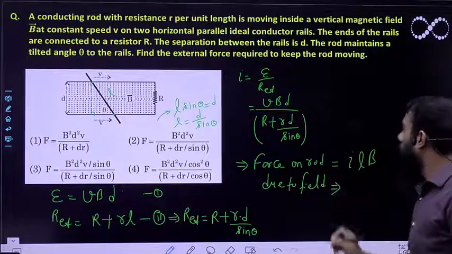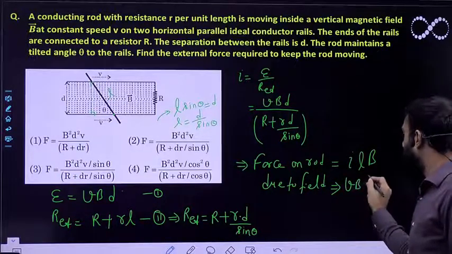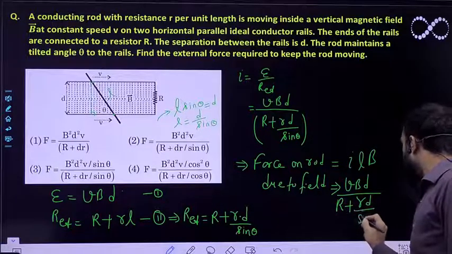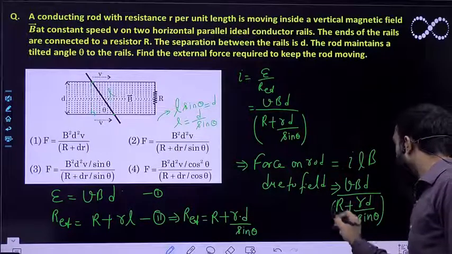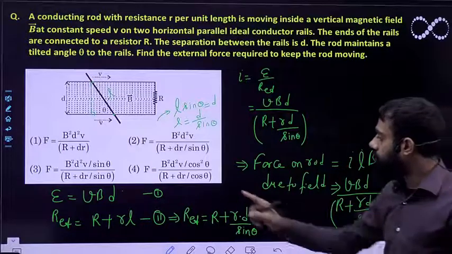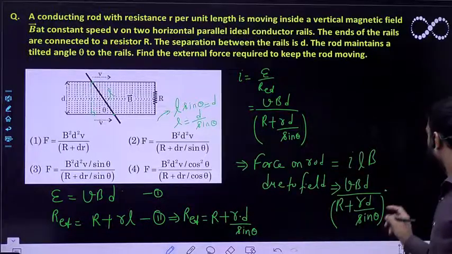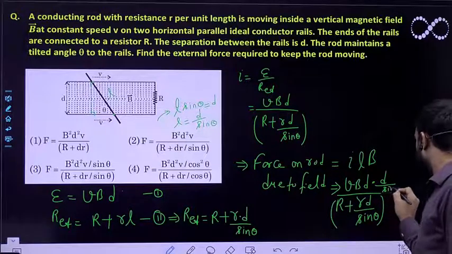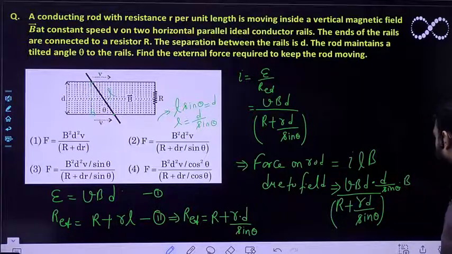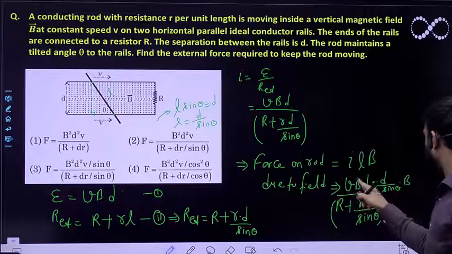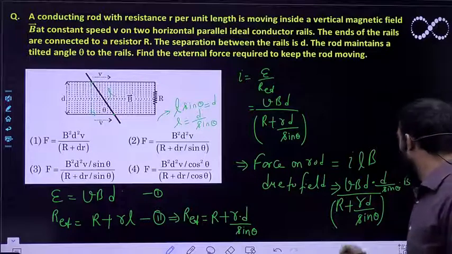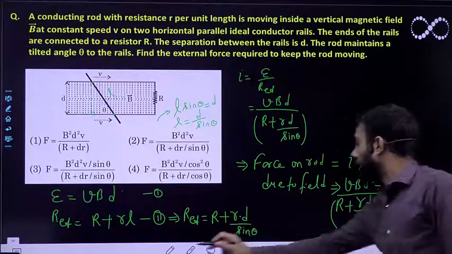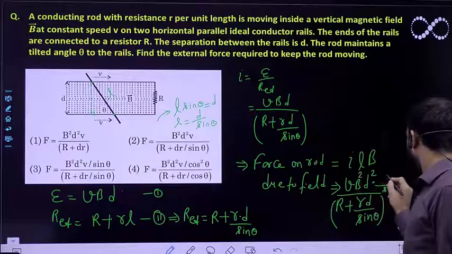So I can put the value here. I is VBD upon capital R plus small r D divided by sine theta, and L is equal to D upon sine theta, into B. So D times D becomes D square and B times B becomes B square, and this leaves 1 upon sine theta in the numerator.